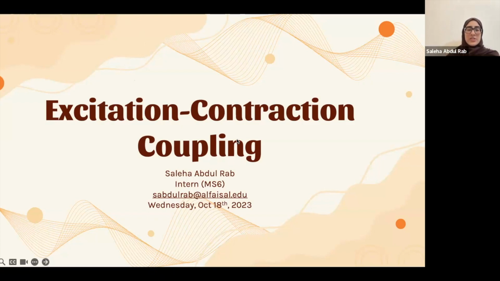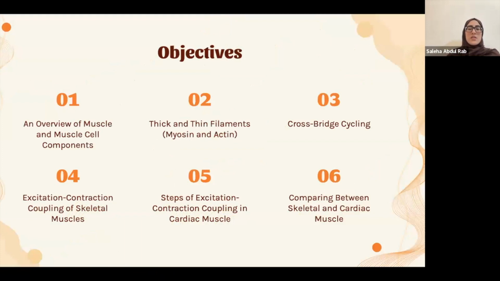So let's start this lecture, the excitation-contraction coupling lecture. This is an overview of the objectives that we're going to do. We're going to start with the muscles and overview of muscle and muscle cell components. Then we're going to move to thick and thin filaments, myosin and actin filaments. Then we're going to go to cross-bridge cycling, then excitation-contraction coupling of skeletal muscles.